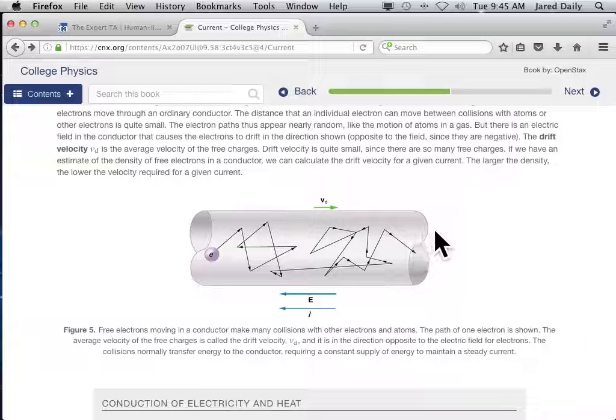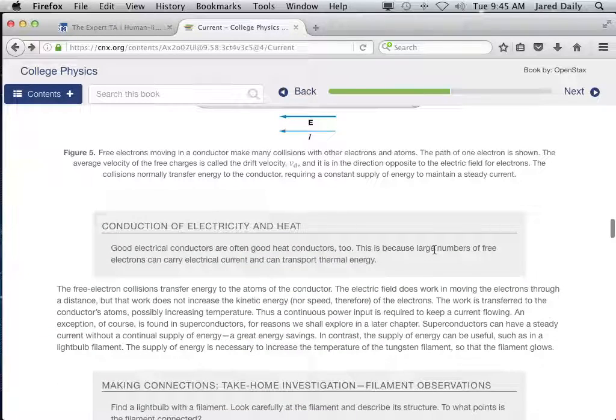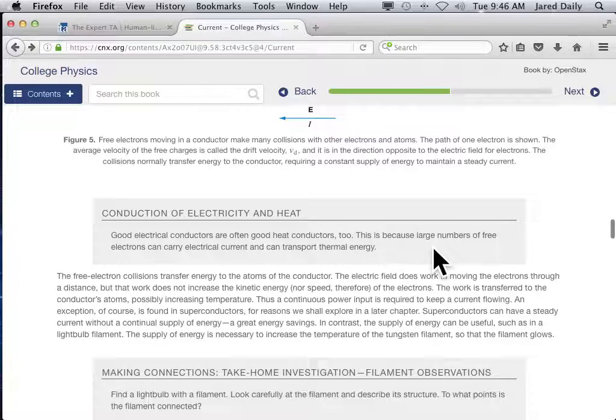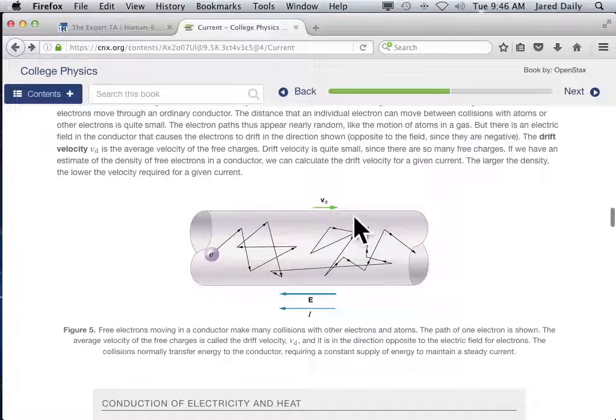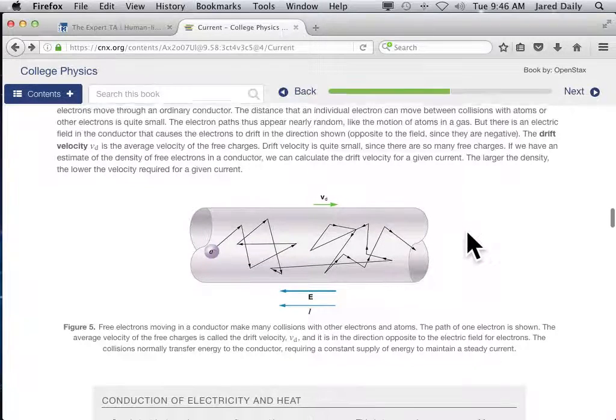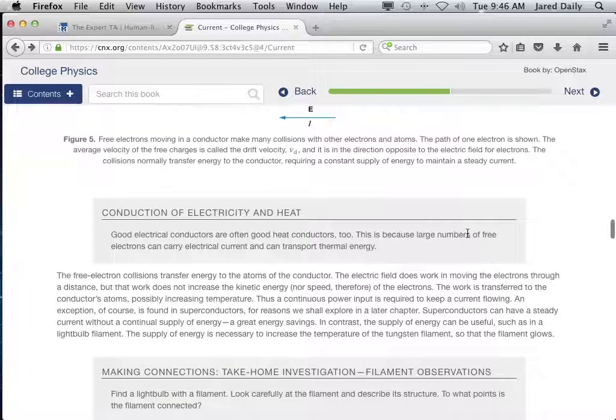But it can still be pretty fast. As a result, though, with all these collisions and all this moving around, you do get heat. Electrical currents cause heat, and that's one of the downsides to electricity, or the upsides to electricity.